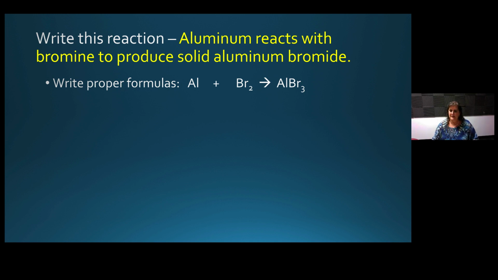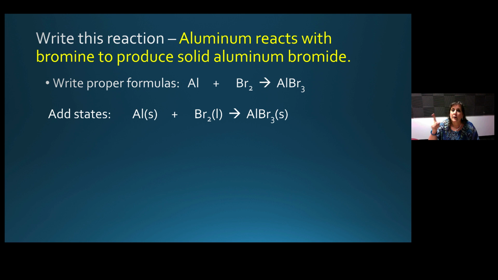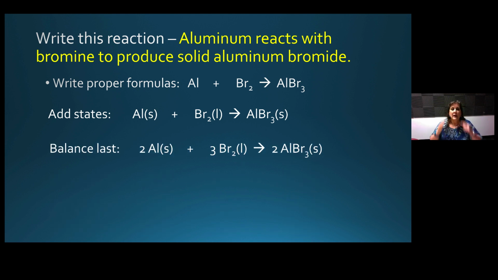All right, now let's add our states. Aluminum is a solid, you should know that. Bromine is a liquid, you should know that. And then I told you solid aluminum bromide because I don't expect you to know the state of a compound. All right, balancing is last. We need 2 aluminums on both sides and 6 bromines on both sides.